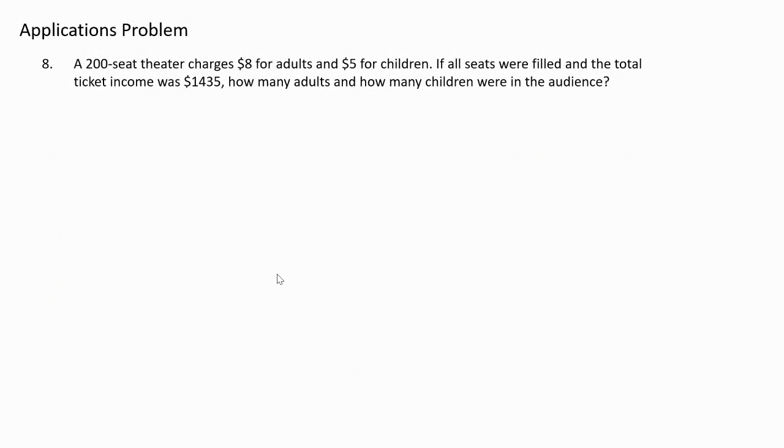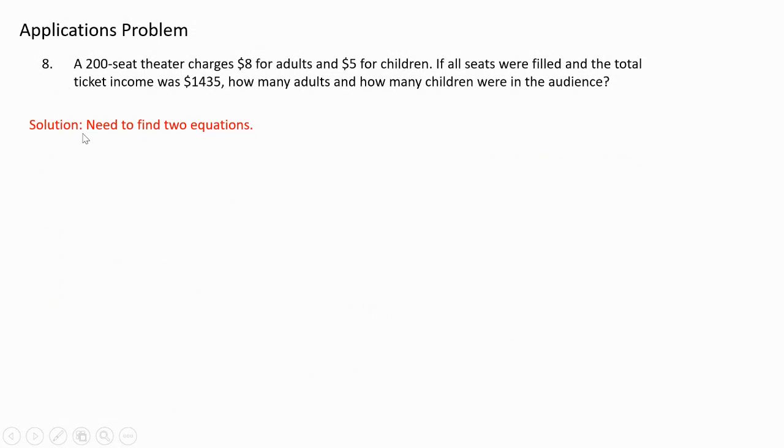Okay, now let's see how this relates to the real world, like a real life problem. I got this one from the homework, right from the book. It says here, a 200-seat theater charges $8 for adults and $5 for children. If all seats were filled and the total ticket income was $1,435, how many adults and how many children were in the audience? Okay, so what approach should we take here?